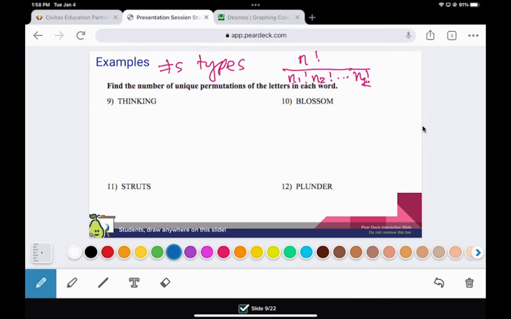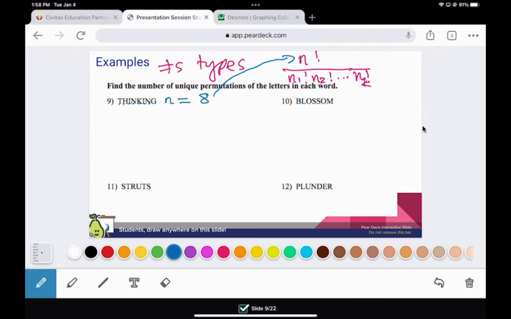So step number 1, I need to find the total letters. So in here, I'm counting. If I count all the letters, I have 1, 2, 3, 4, 5, 6, 7, 8. I have 8 letters, right? Now that's the 8 factorial, which goes on the top. The bottom is the types. So I'm looking here, the types I have are the different letters, and I'm going to count how many letters of each.